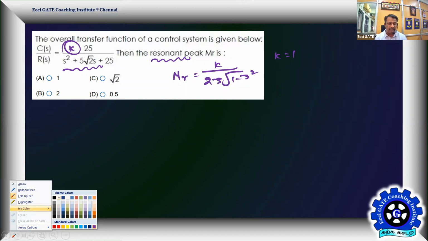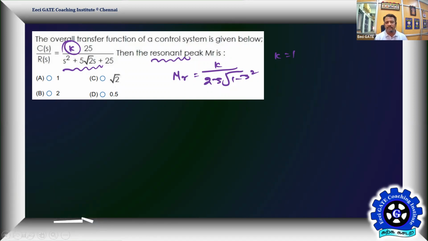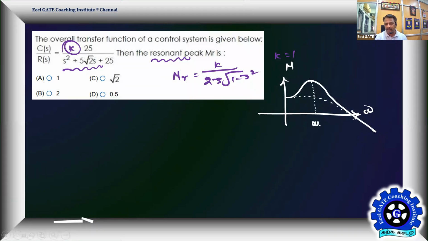But don't forget, M_r always has numerator 1; this is the best expression for the resonance peak. So what we have is omega versus M in dB of a second order system. It may have a maximally flat response, a Butterworth response, or a Chebyshev response with resonance like this. This is the frequency known as omega_r, the resonance frequency, and this is what we call the resonance peak. That resonance peak only I'm talking about.